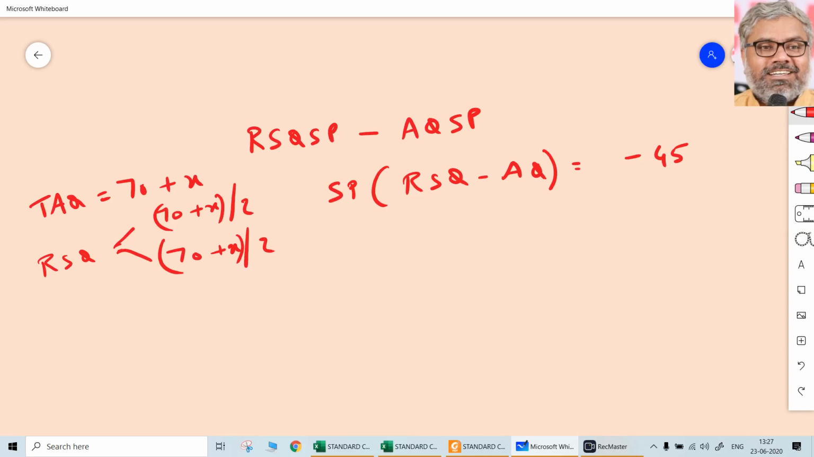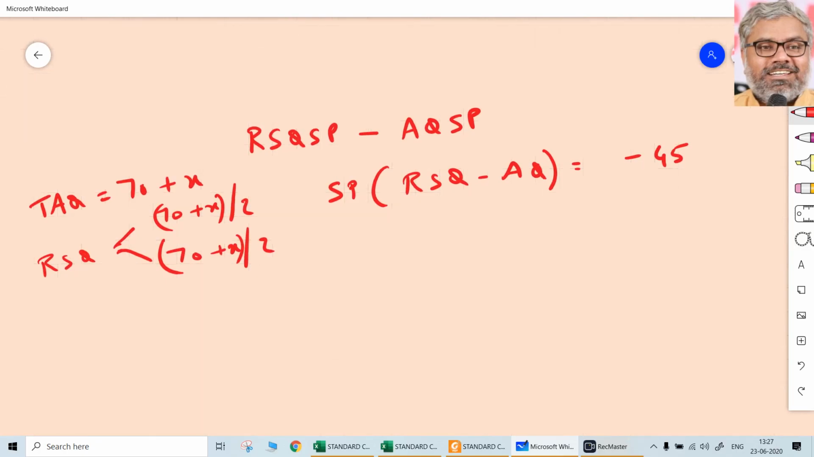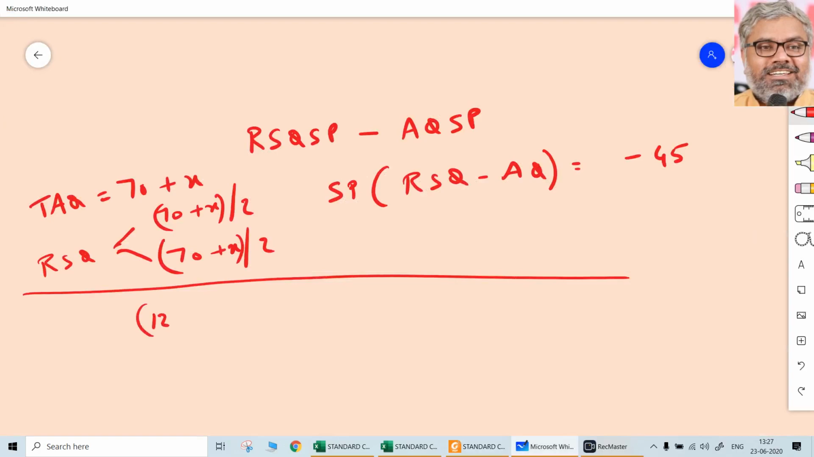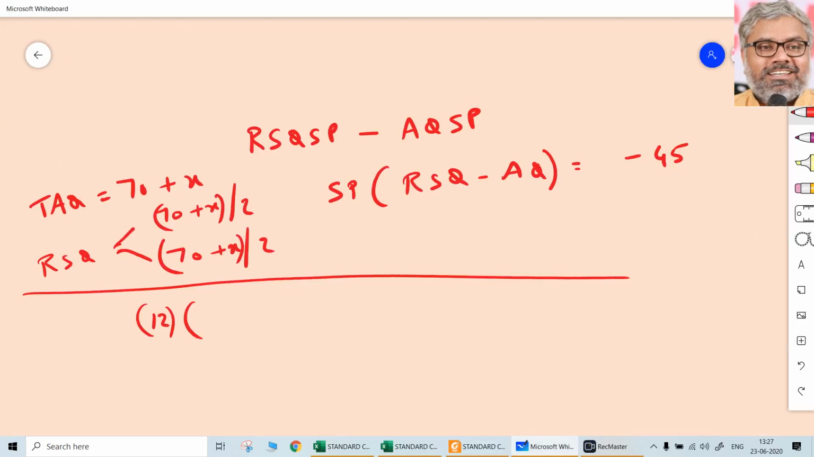All that we need to do is substitute for each of the materials. So let us substitute for A and B separately, one by one. What is the standard price of A? The standard price of A is 12 rupees. So 12 rupees into RSQ of A, which is 70 plus X by 2. So let us call this 35 plus 0.5x. That is easy every time. 70 plus X by 2 is that only, 35 plus 0.5x. That is RSQ of A.